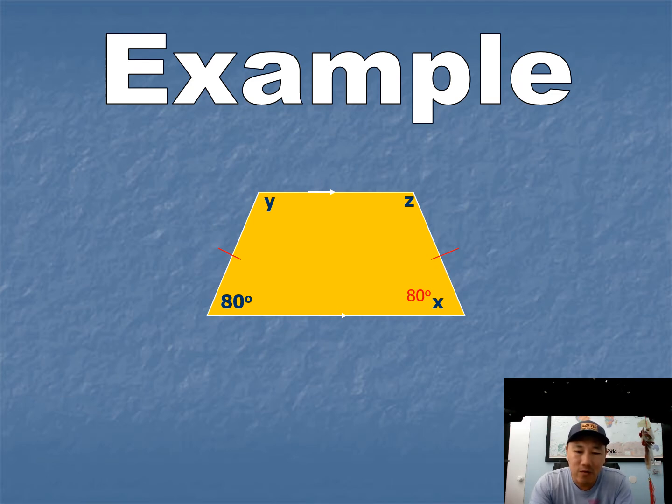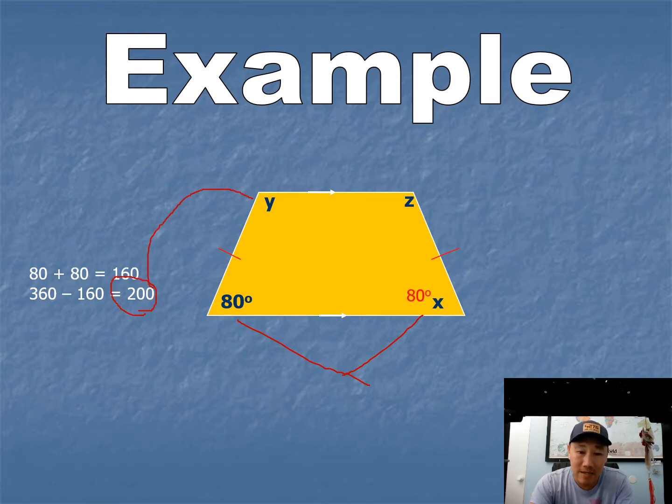And then to solve for y, we have to add these 2 together. 80 plus 80 is 160. We know inside a trapezoid, all of the angles must add up to 360. So let's take 360 minus 160, and you have 200. Then we take that 200 and split it evenly between these 2 angles. So that must mean that y is 100 degrees and z is 100 degrees.